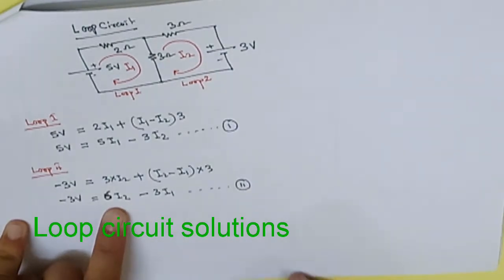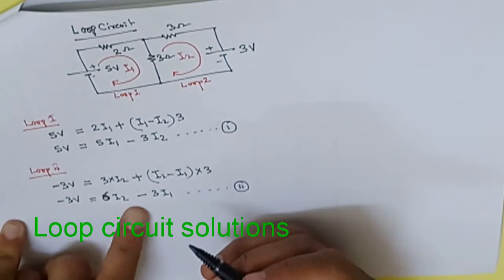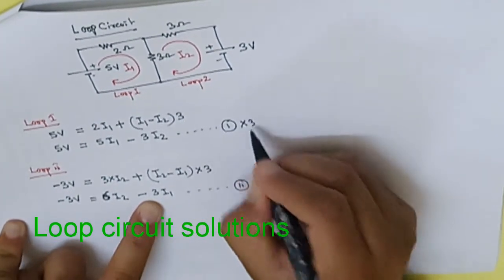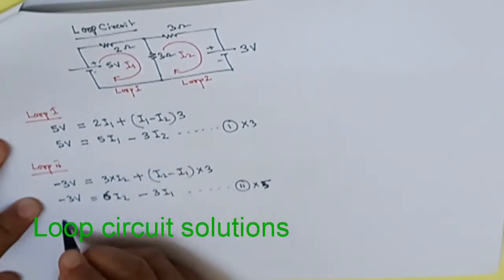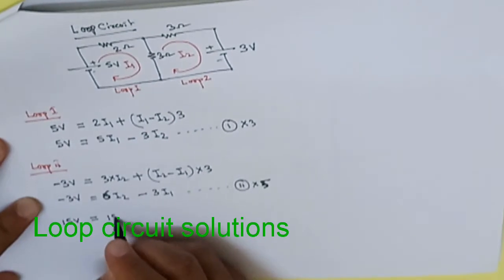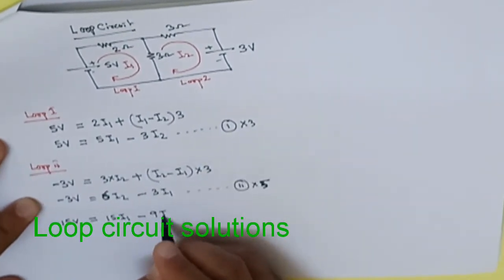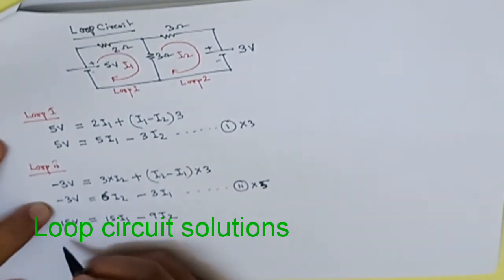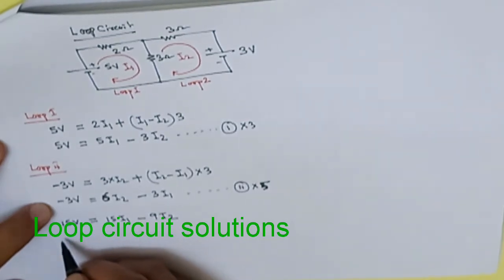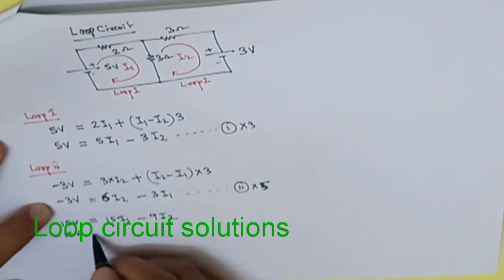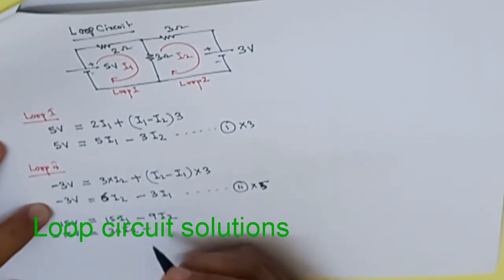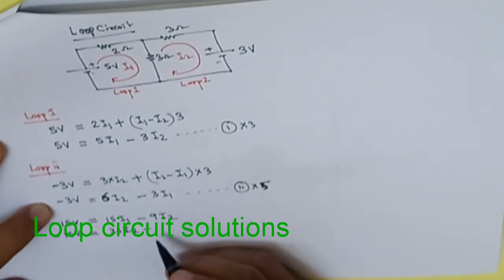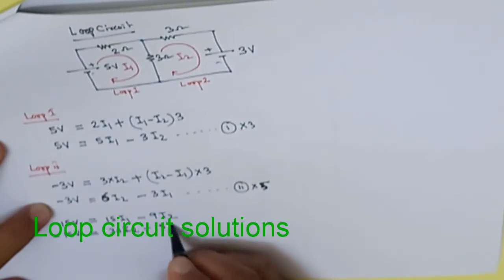So how to solve these two equations? To get the values of I1 and I2, I just multiply 3 with this one and 5 with this equation. So for the first equation we will get 15 volt, 15I1 minus 9I2. For the second equation, 15 volt, 30I2 minus 15I1.